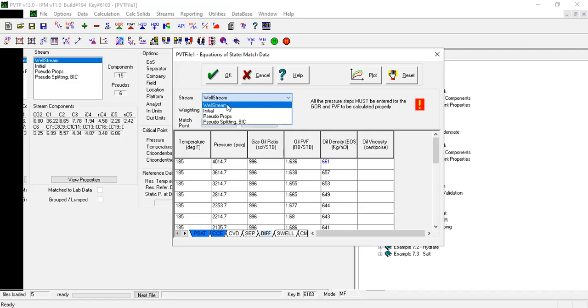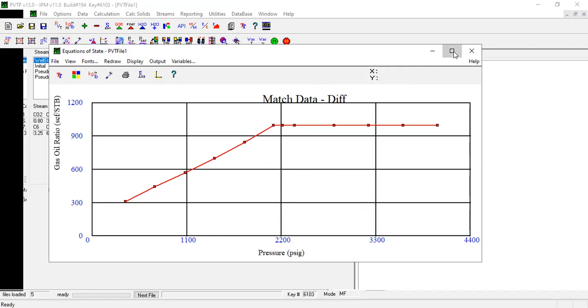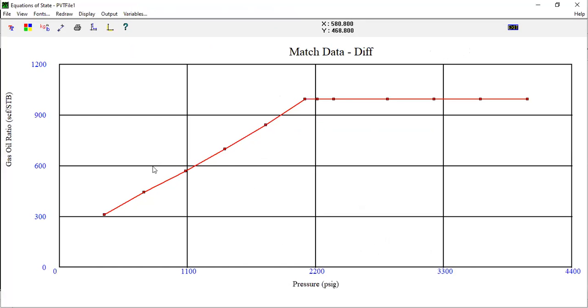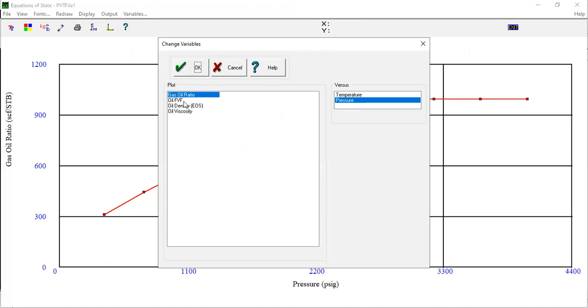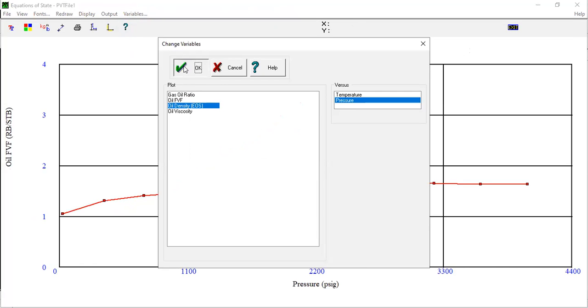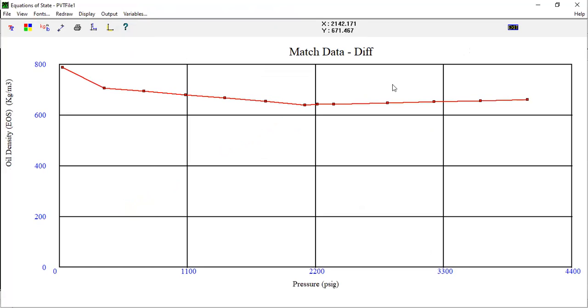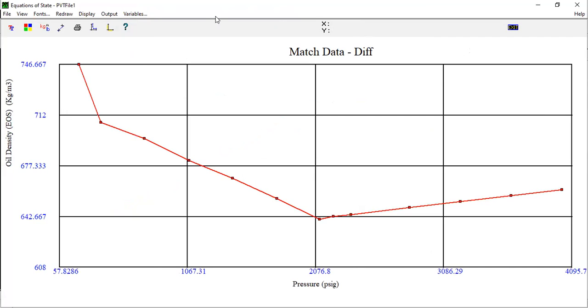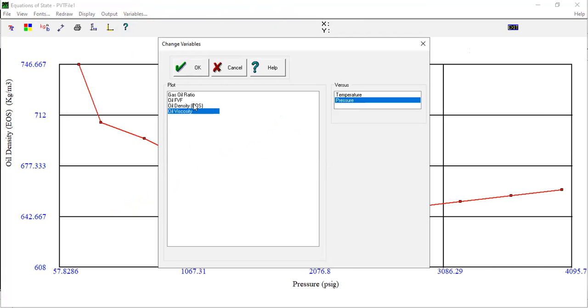Okay, stream again, still in well stream. All right. Click plot. Okay, this is for the gas oil ratio, oil formation volume factor, oil density, and then oil viscosity.